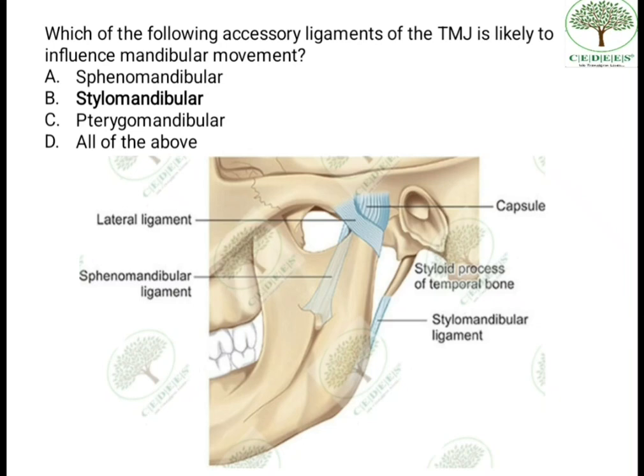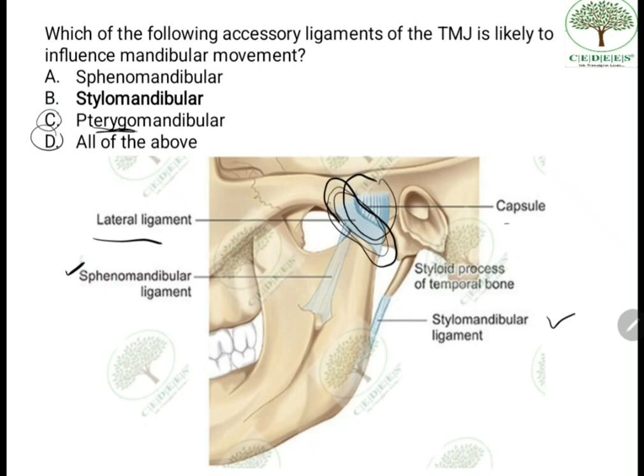Now we all know our TMJ is made up of a number of ligaments, the most important one being the TMJ capsule and the lateral ligament, which is the thickening or the reinforced part of the TMJ capsule, also known as the temporomandibular ligament. So these are definitely the intrinsic and most important ligaments of the TMJ. Along with that, there are two extrinsic ligaments, the sphenomandibular and the stylomandibular ligament. So there's no ligament called pterygomandibular ligament, so we can eliminate option C and D.